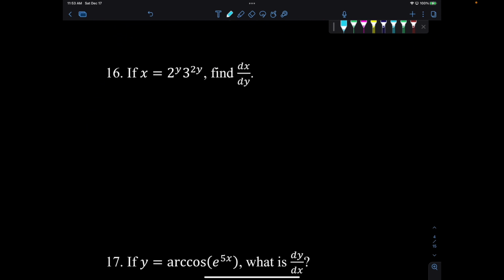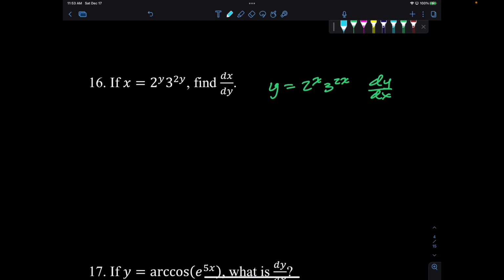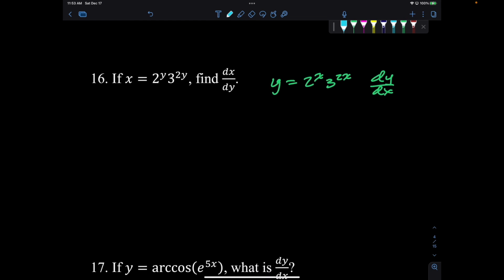Let's look at this. If x is 2 to the y times 3 to the 2y, find dx/dy. This problem is exactly the same as any problem you've ever solved, and don't be afraid of that. It's basically 2 to the x times 3 to the 2x, find dy/dx. It's the exact same problem, just spelled differently. So let's do it. Is there a trick that I can do here? There kind of is, I guess, because I can rewrite this. I'm not sure this is the best idea, but I'm going to do it.